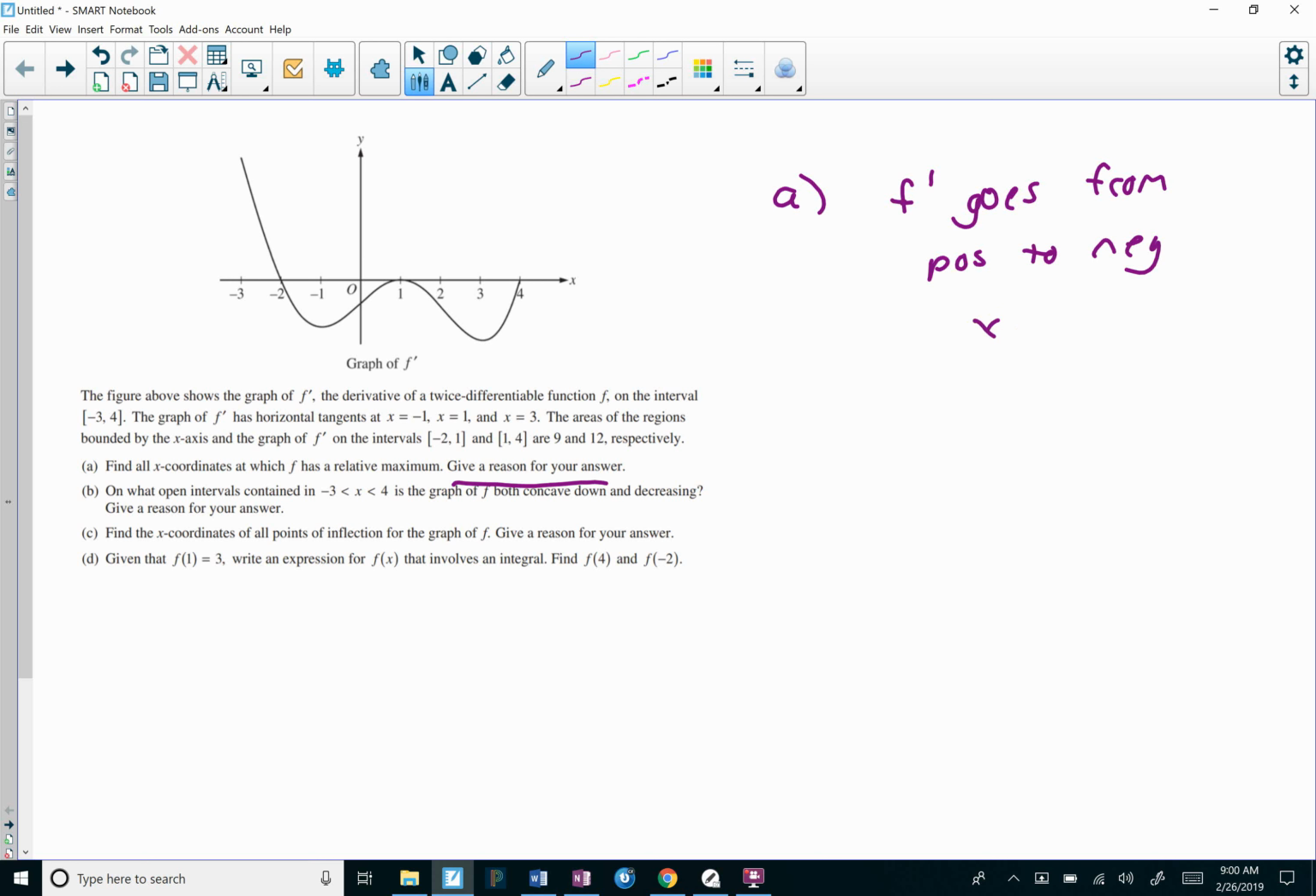And that occurs, and this is f prime, going from positive to negative at x equals negative 2. I believe that was worth 2 points. One for your answer and one for your reasoning.